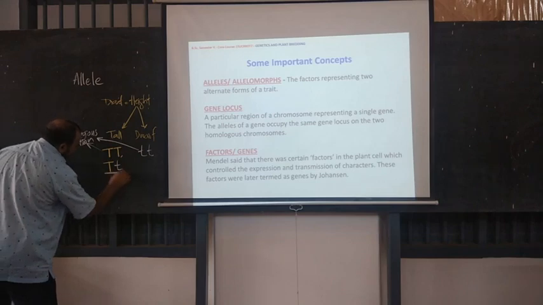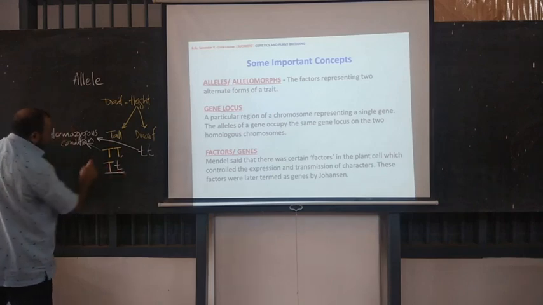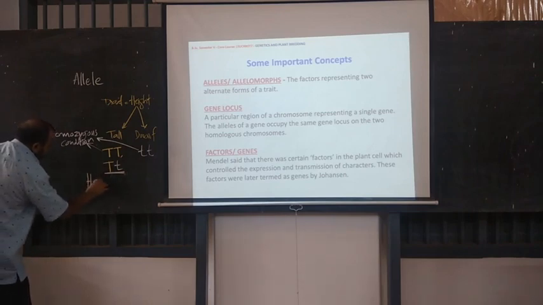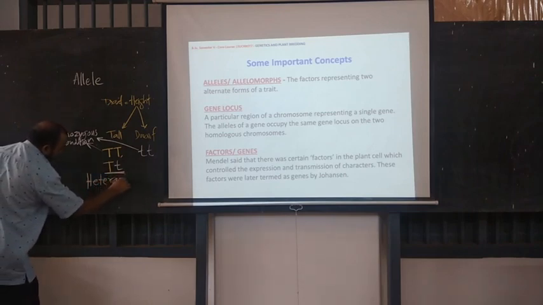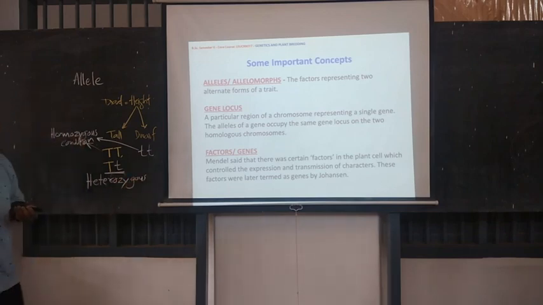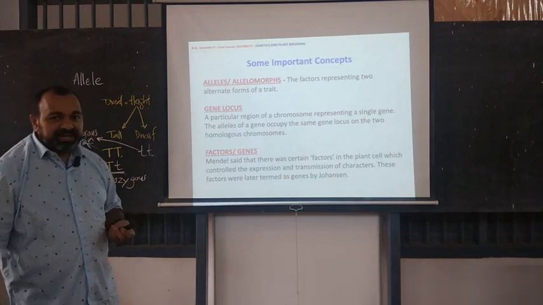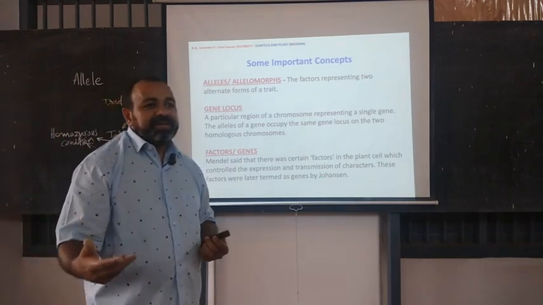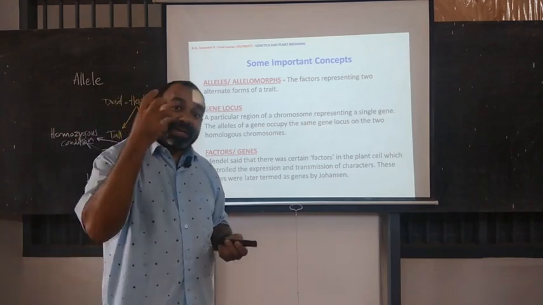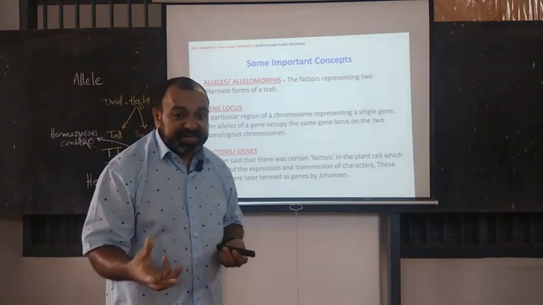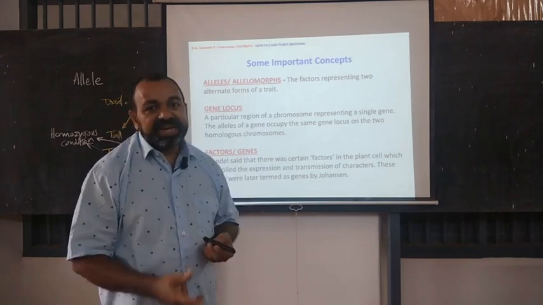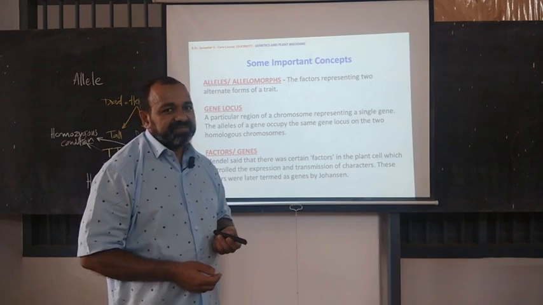But here the 2 alleles are of different types. One is capital T and the other is small t. It is called the heterozygous condition. Okay. So the 2 alleles are present within the organism, individual. It can be either in the homozygous condition or it can be in the heterozygous condition.